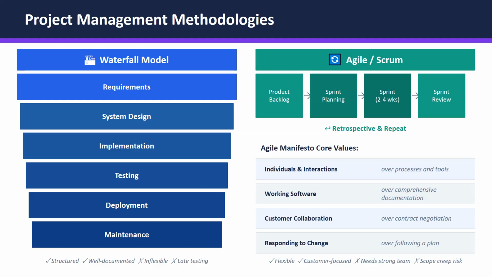There are 2 main approaches: the structured waterfall model, which is well documented but inflexible, and Agile or Scrum, which is flexible and customer-focused but requires a strong team and can risk scope creep. Agile values individuals, working software, customer collaboration, and adapting to change.